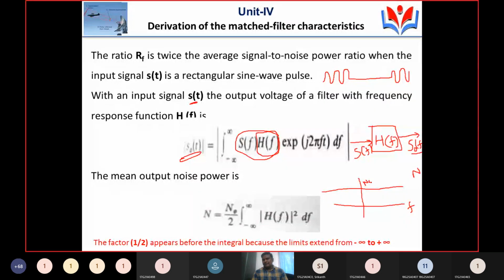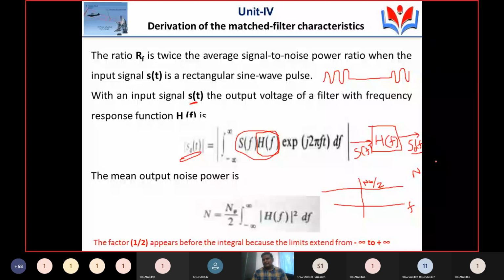This is the power spectral density, or noise power, at the output of the matched filter. So here we have two conclusions: one is the output signal of the matched filter we got, and the second one is the noise power at the output of the filter we got.